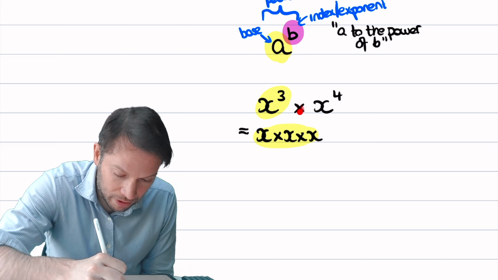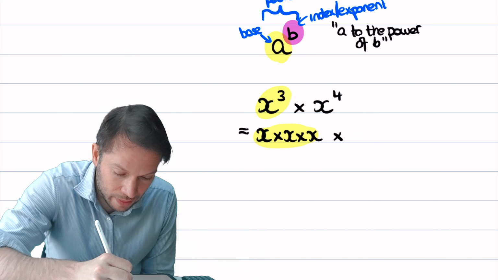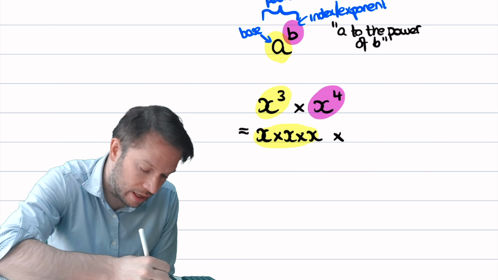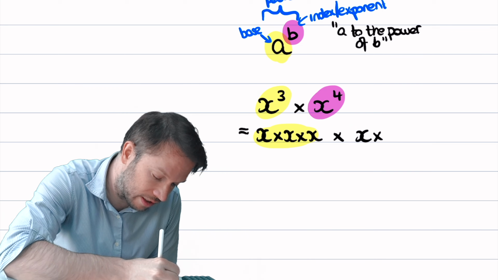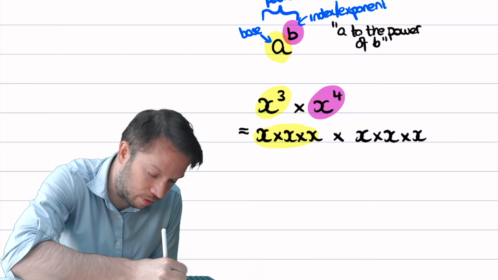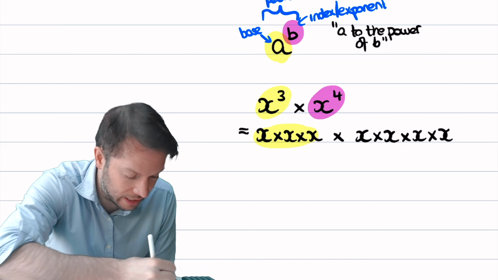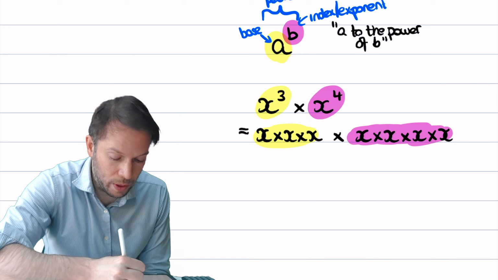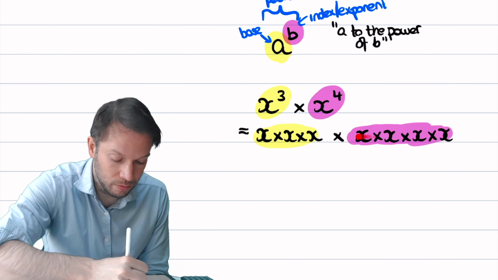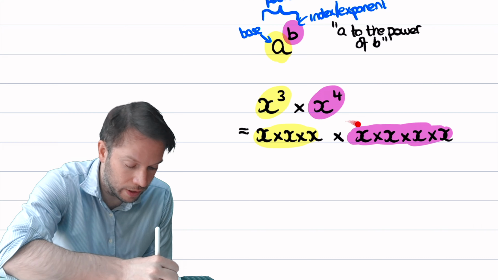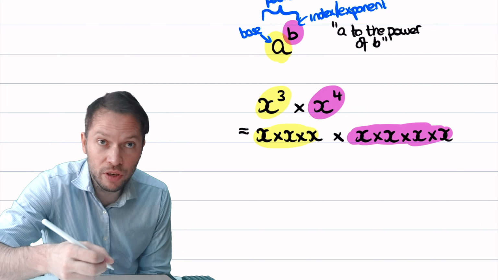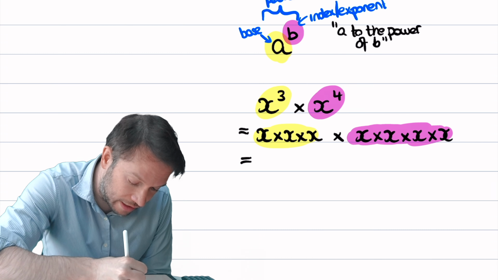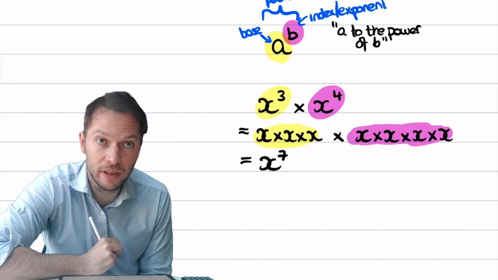And then we're timesing by, and then what does this x to the 4 mean? Well, it means x times x times x times x. So we've got 4 x's multiplied together. Now, how many x's are we multiplying together in total? We've got 1, 2, 3, 4, 5, 6, 7. And how could you write 7 x's multiplied together? Well, you could write it as x to the power of 7, like that.